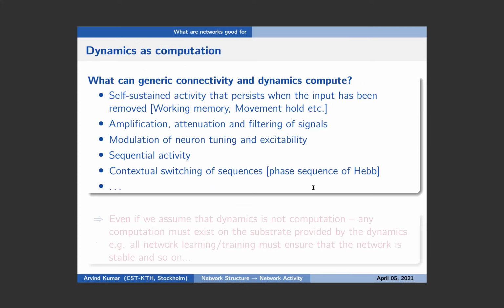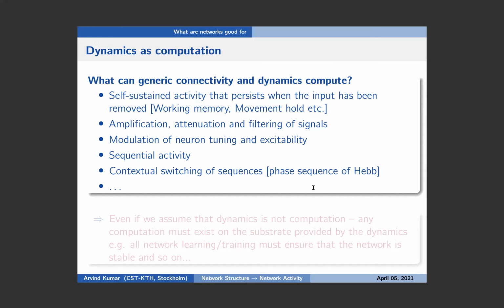So there are two reasons I want to say why dynamics is important. One is that dynamics gives us some very basic objects that can be used for computing. For instance, networks have self-sustained activity, and that self-sustained activity which persists after the stimulus is gone could be used for, for instance, working memory or movement hold circuits, etc.